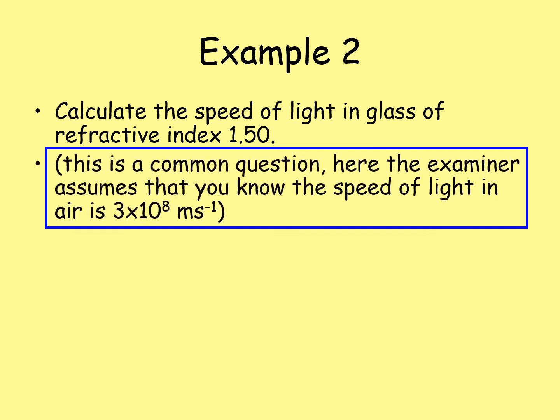This is a very common question, and here the examiner assumes that you know the speed of light in air is 3 times 10 to the 8 meters per second. If you couldn't quite remember that, that information is also on the datasheet on the front of your paper.